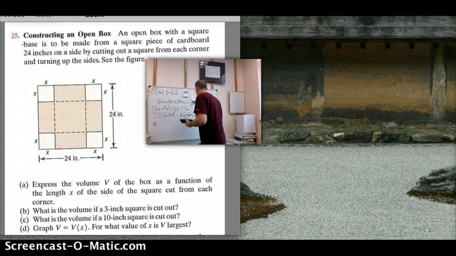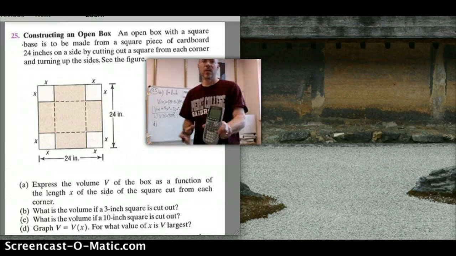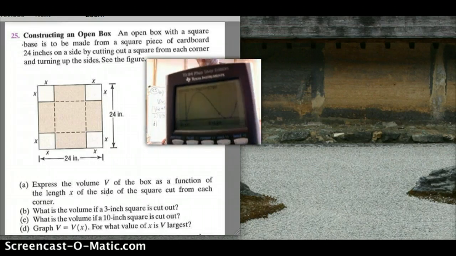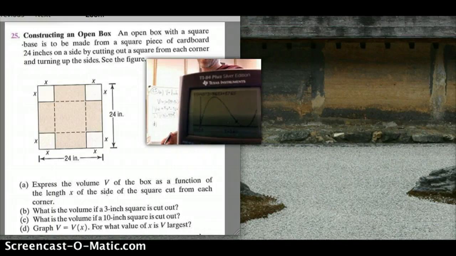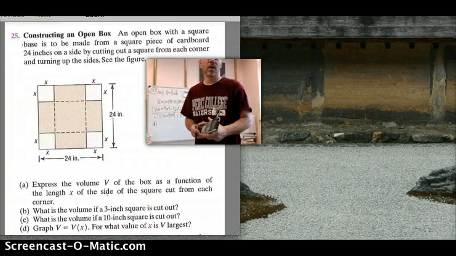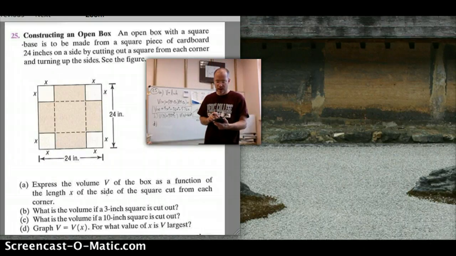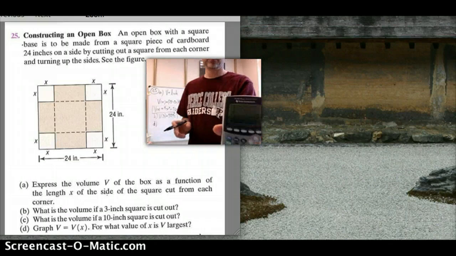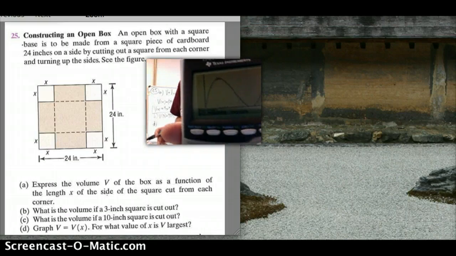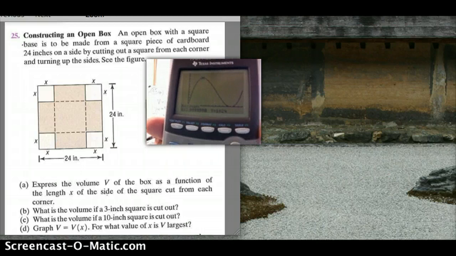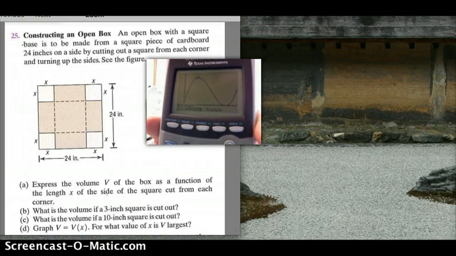I guess it's pretty clear to see from the graph that there's a spot where I can get a higher volume, right? Where is that local maximum? And that's what they're asking for in part D, for what value of x is v largest. So I'm going to use second calc max. Left bound, right bound, guess. And it's going to tell me that my maximum occurs when x is 3.99999, and at that point y will be equal to 1024.